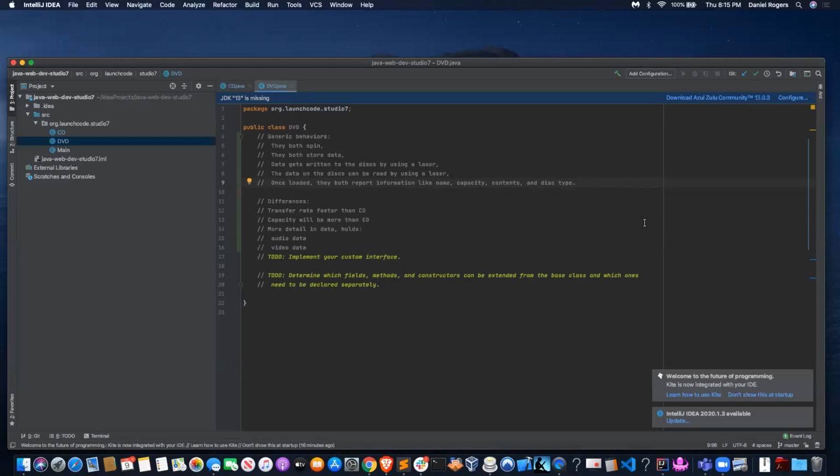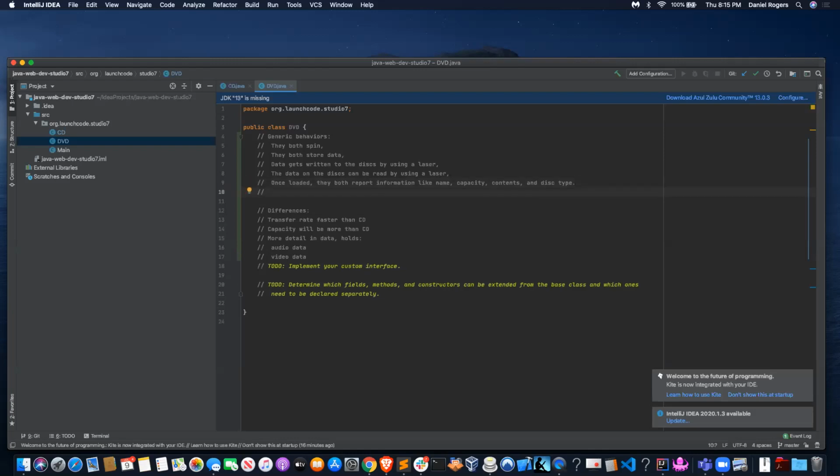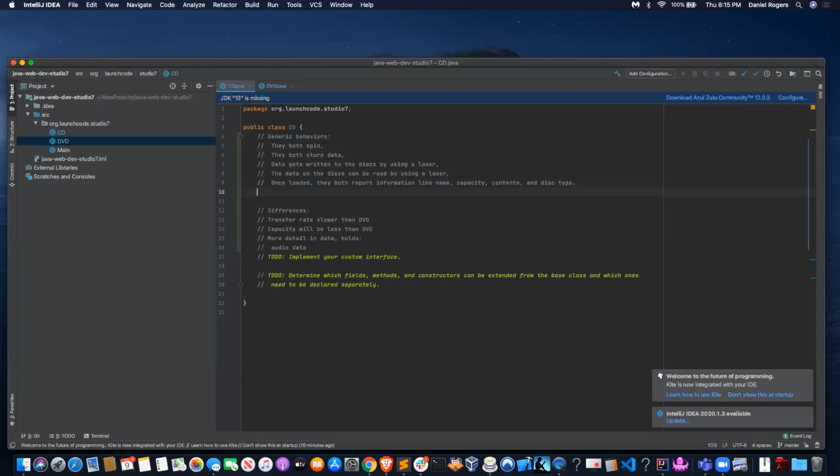Data gets written to the disk. Be read. Yeah. So both can be rewritable or read only. So, okay, I think we have enough to work with there.